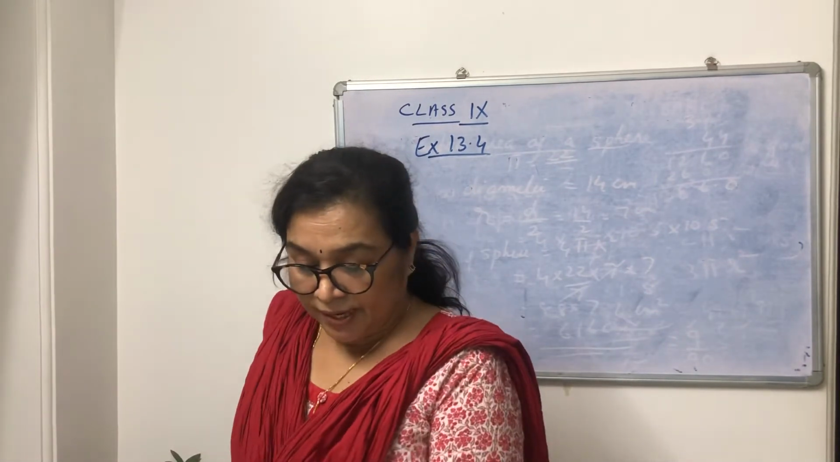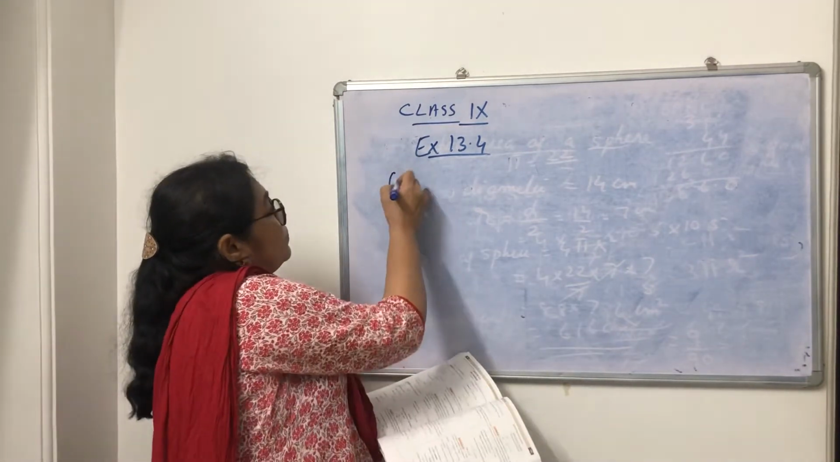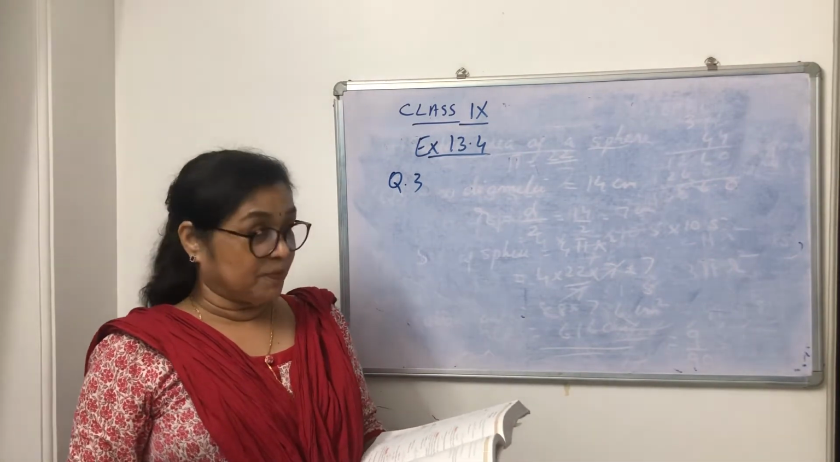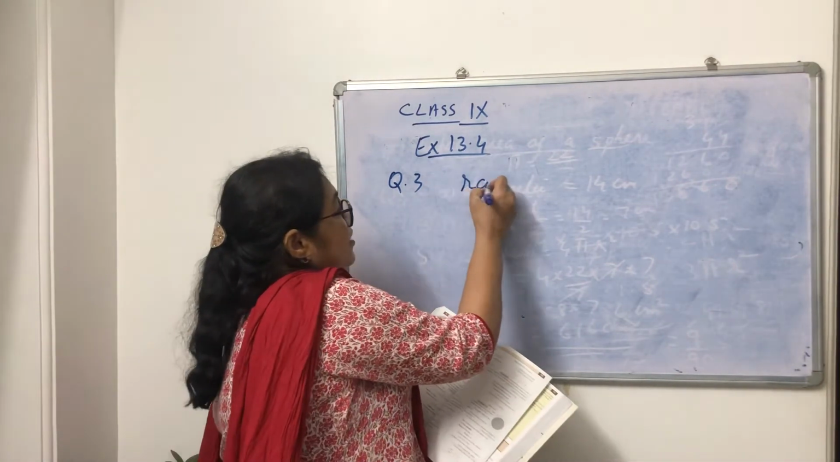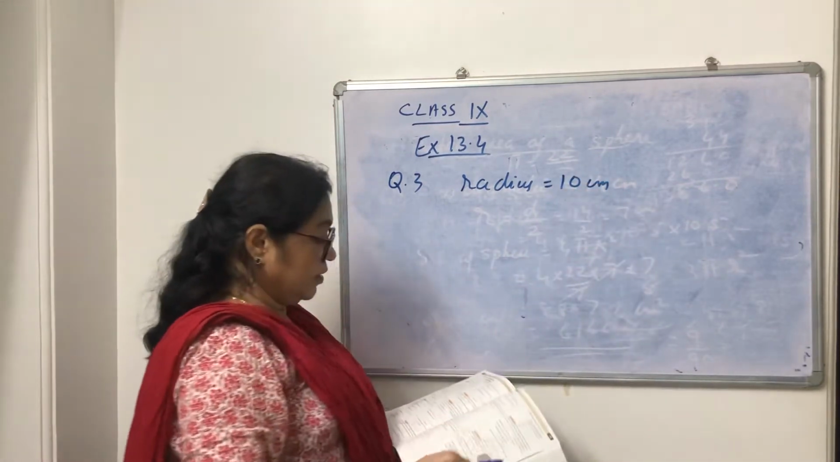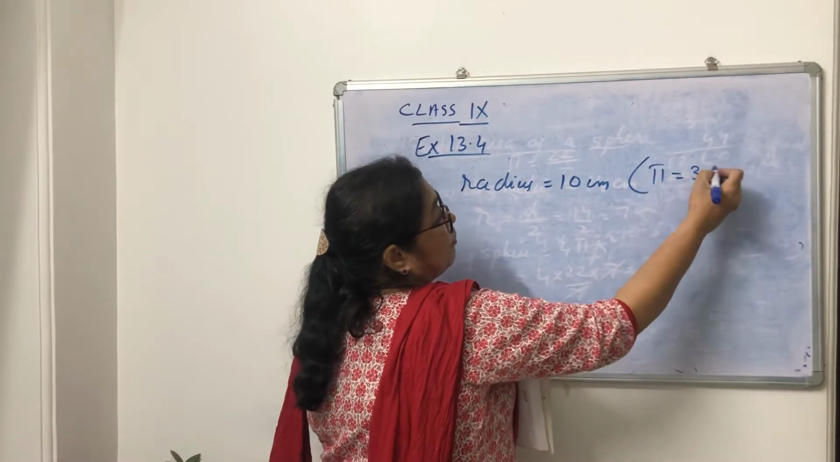Question number 3. Total surface area of hemisphere, the radius is given 10 centimeter and here it is given use pi as 3.14.